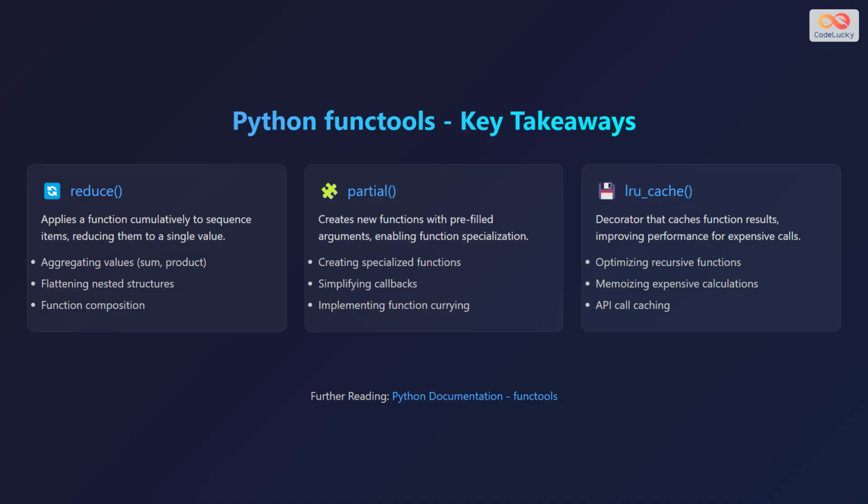The recursive decorator caches function results, improving performance for expensive calls. Use cases include optimizing recursive functions, memoizing expensive calculations, and API call caching. For further reading, refer to the Python documentation on functools.